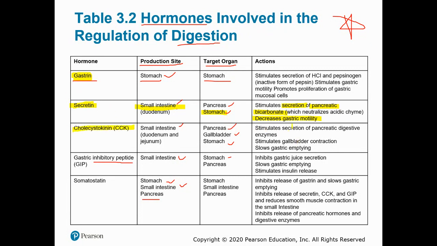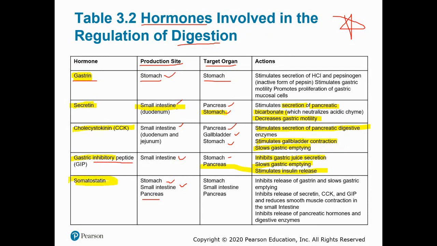Cholecystokinin, pretty similar functions, right? So it's stimulating the secretion of pancreatic digestive enzymes, stimulating the gallbladder to contract and release bile, and again, slowing gastric emptying. So secretin and CCK are very digestive, right? Remember, CCK was also playing a role in satiety, right? So again, it's part of that digestive process. And then gastric inhibitory peptide, look, it's got the function right in the name. It's going to inhibit the stomach, right? So it inhibits gastric juice secretion, further slows gastric emptying, and then acts on the pancreas to release insulin.